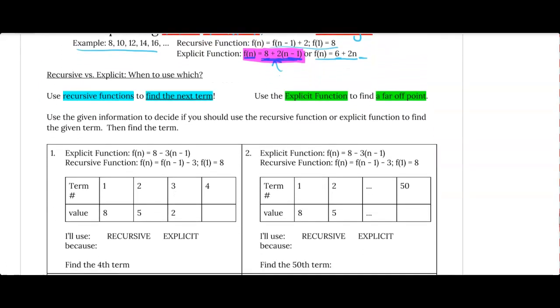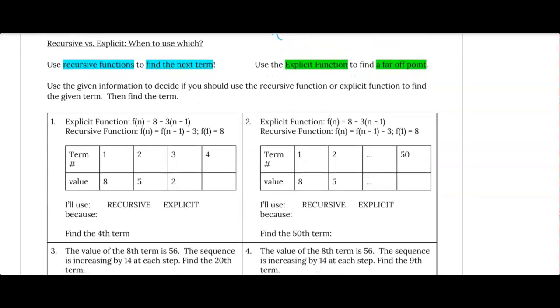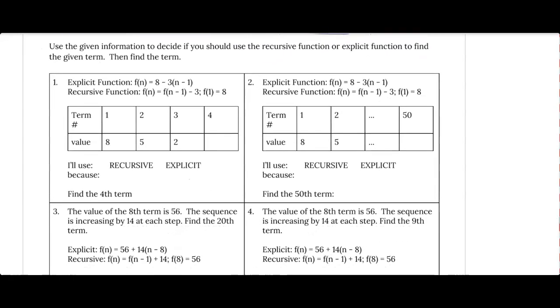So when we compare recursive versus explicit, we want to know when we use which. There's two different forms. How do I know which is best? If you're only finding the next term or maybe the next 2 or 3 terms, then the recursive function is best. That form uses the previous terms. You just need to add it and you're going to find it very quickly with very little math. However, if you're trying to find a term that's far off from the terms that you have, then you're going to want to use the explicit function, because then you can just plug your term number in and get out the term. So use the given information to decide if you should use the recursive function or the explicit function to find the given term.